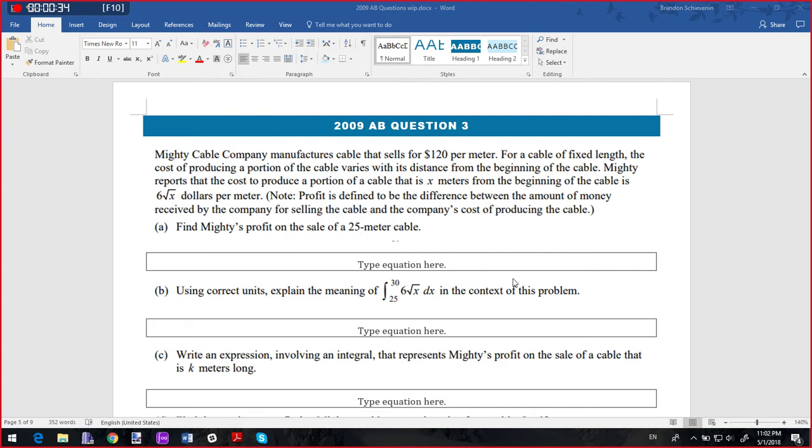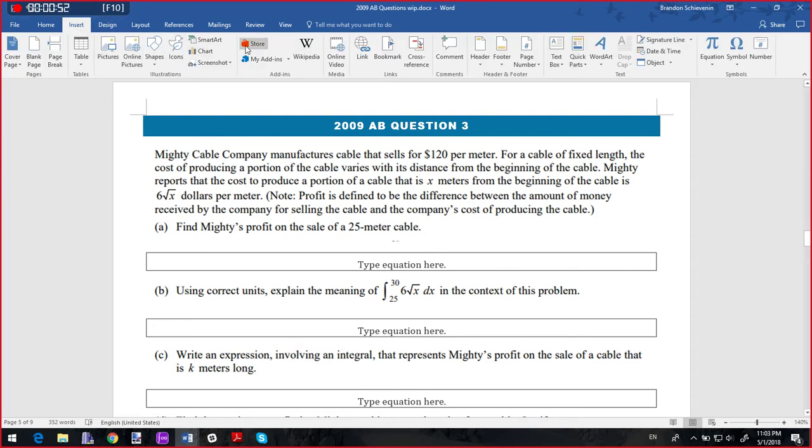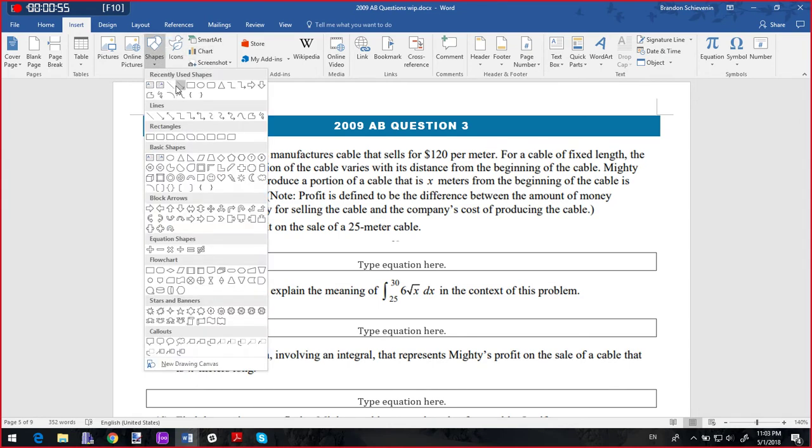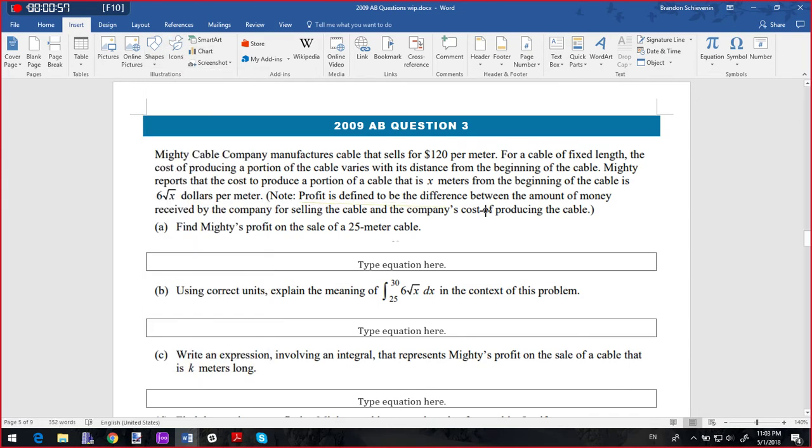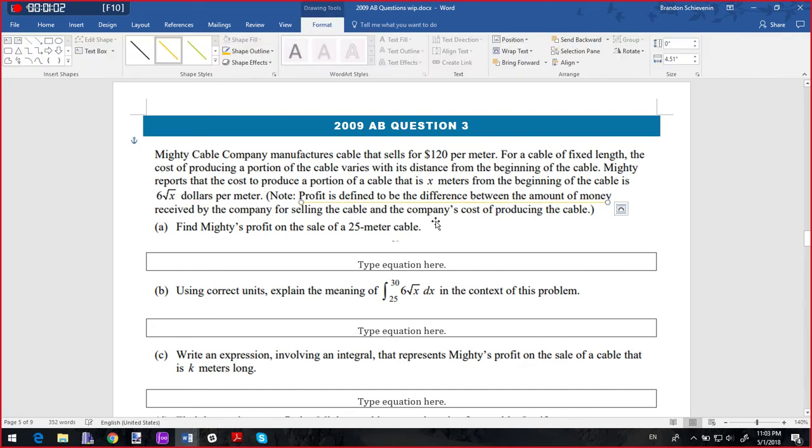We're also told that profit is the difference between the amount of money received by the company for selling the cable and the company's cost of producing the cable. So the first thing we need to do is figure out how much their profit is on the sale of a 25 meter cable. So I'm going to use their little hint here. Let me underline really quick. They told us that profit is the amount of money received by the company, the difference between that and the cost of producing the cable. So money in minus money out is going to be the profit.